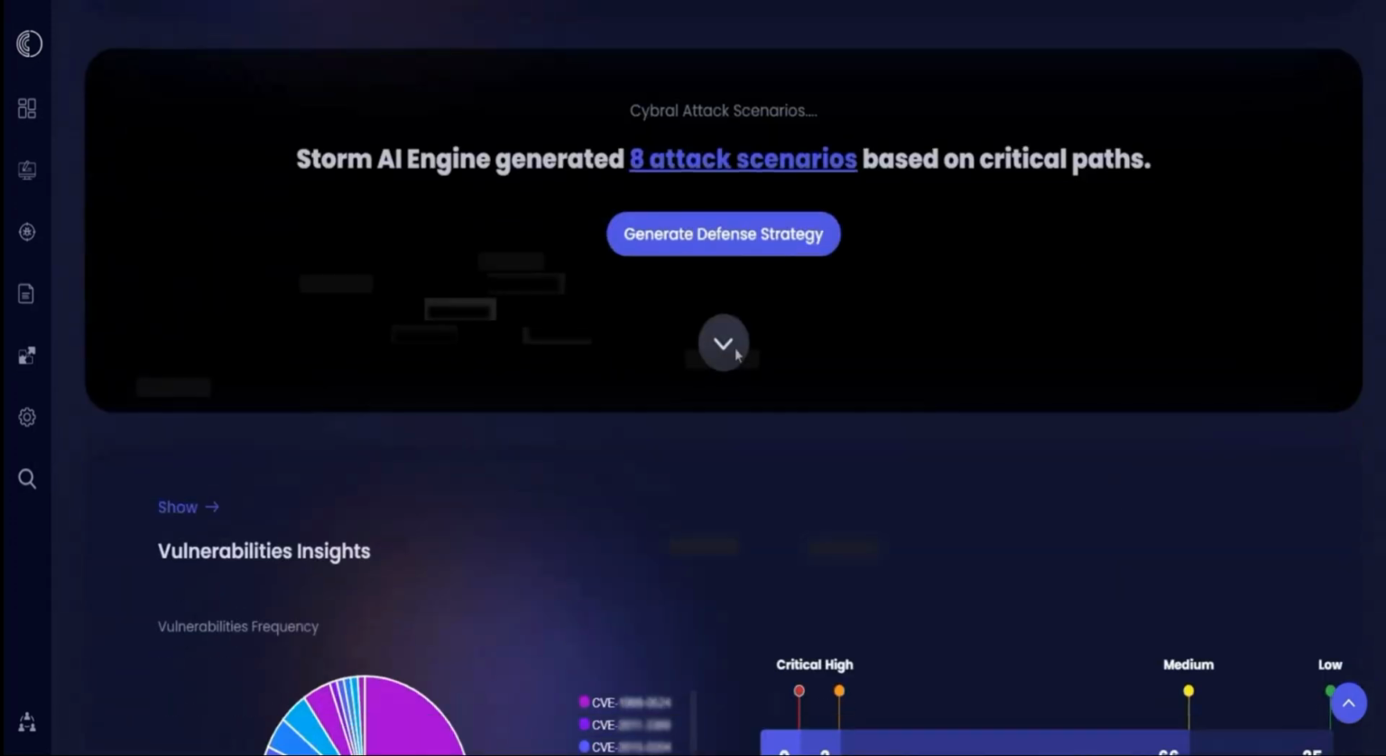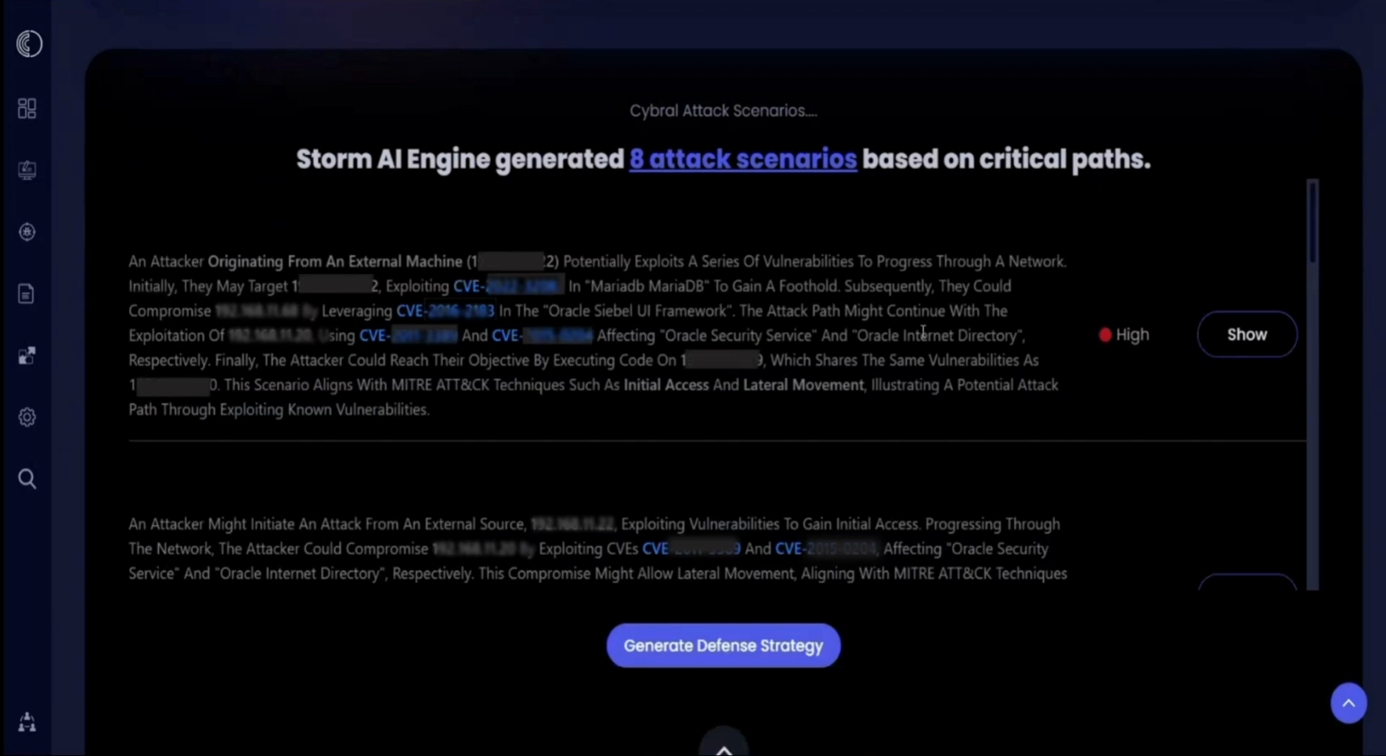The system also utilizes a large language model for two key purposes. The first is generating attack scenarios in plain English. These scenarios illustrate how an attacker could start from an asset with a public IP address and propagate through the network, identifying exploitable assets and vulnerabilities along the way.